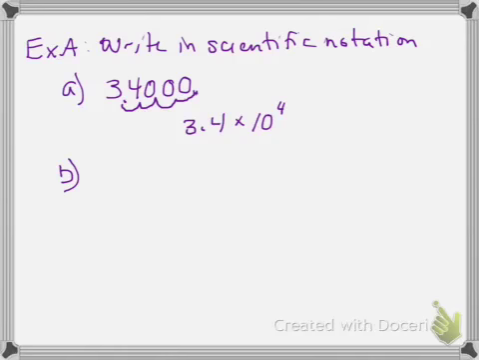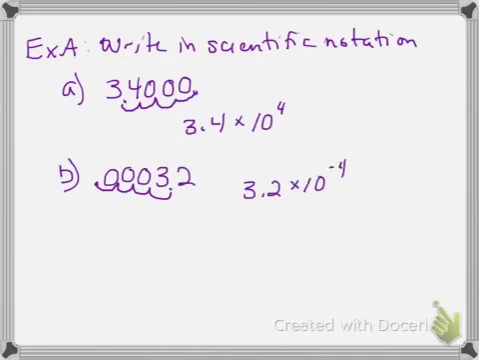So let's do another one. So part B. Let's do a small number this time. So if we have 0.00032, so we have our decimal point, and we need to move it in between the 3 and the 2 to get a number between 1 and 10. And we move it 1, 2, 3, 4 spots. But because we moved it in the other direction, I have 3.2 times 10 to the negative 4th power.